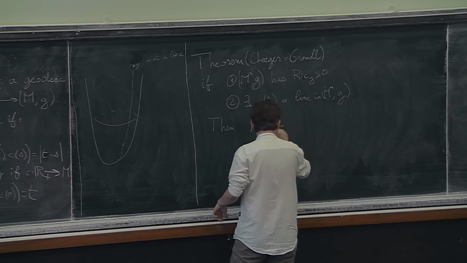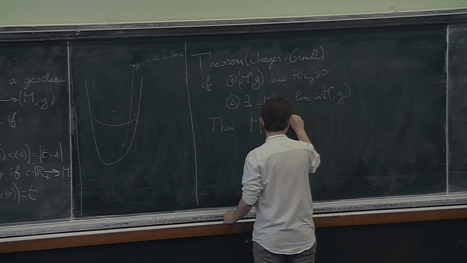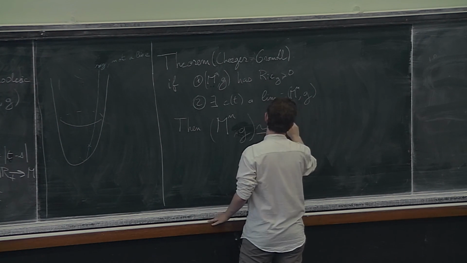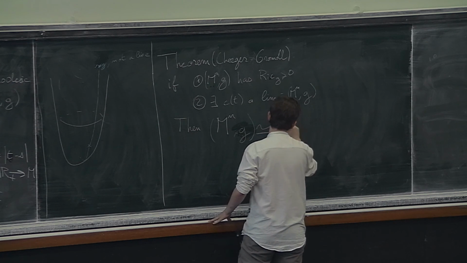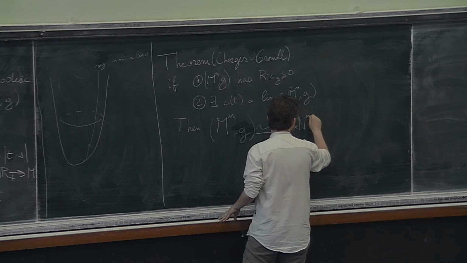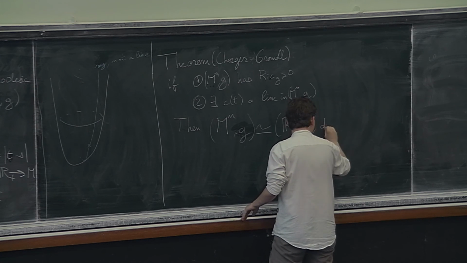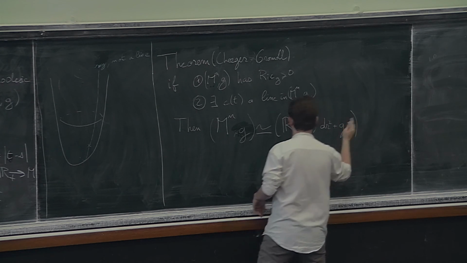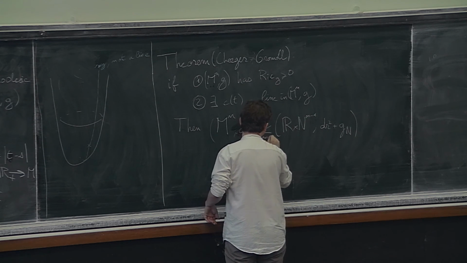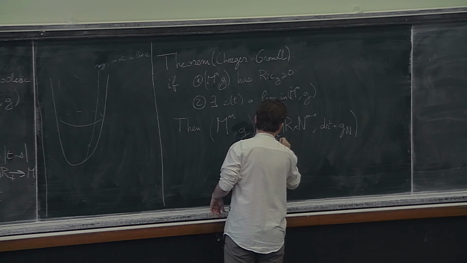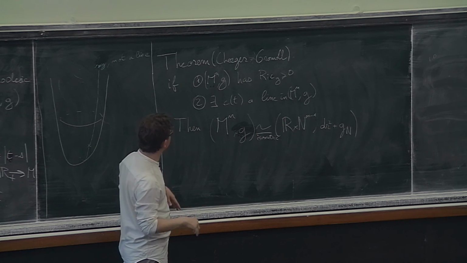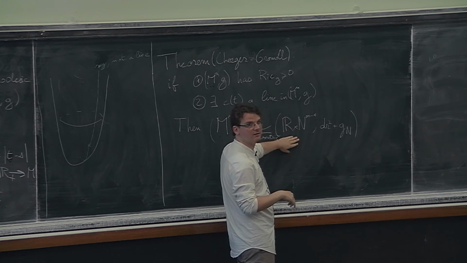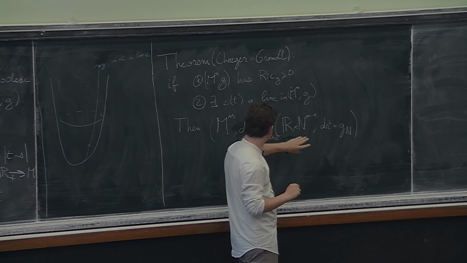M n is isometric to some metric product, so maybe let's call that G, is isometric to some metric product R times some manifold of dimension n minus 1, and the Riemannian metric is really a product metric. So this is an isometry. Okay, so that's the splitting theorem. It tells you that if you have a line, then you split an R factor. So you can get quite a lot of mileage out of this theorem.